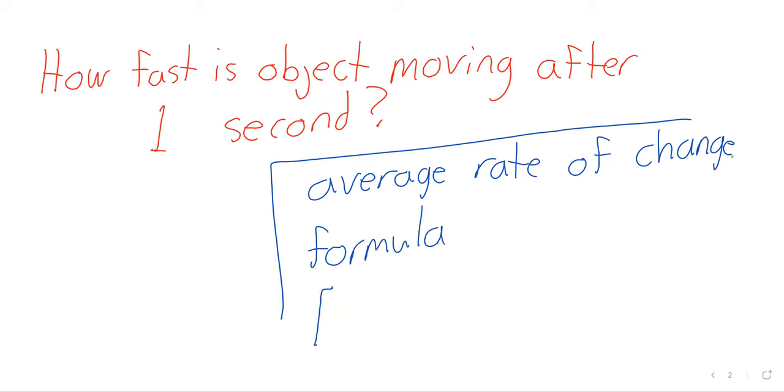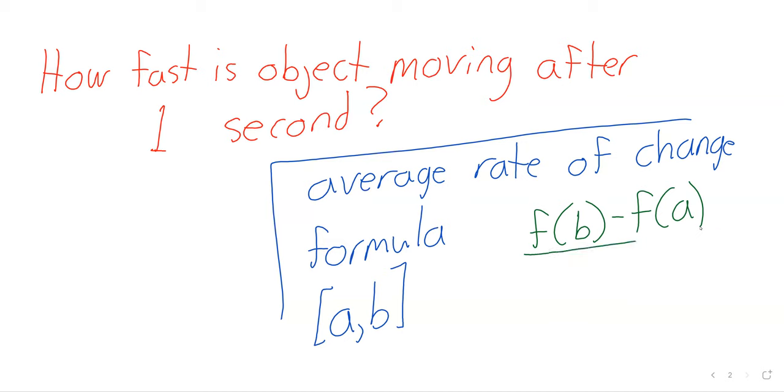If you've got a function and you've got an interval a, b that you're working on, the average rate of change of the function on the interval is f of b minus f of a over b minus a. Is this formula ringing bells for everyone?